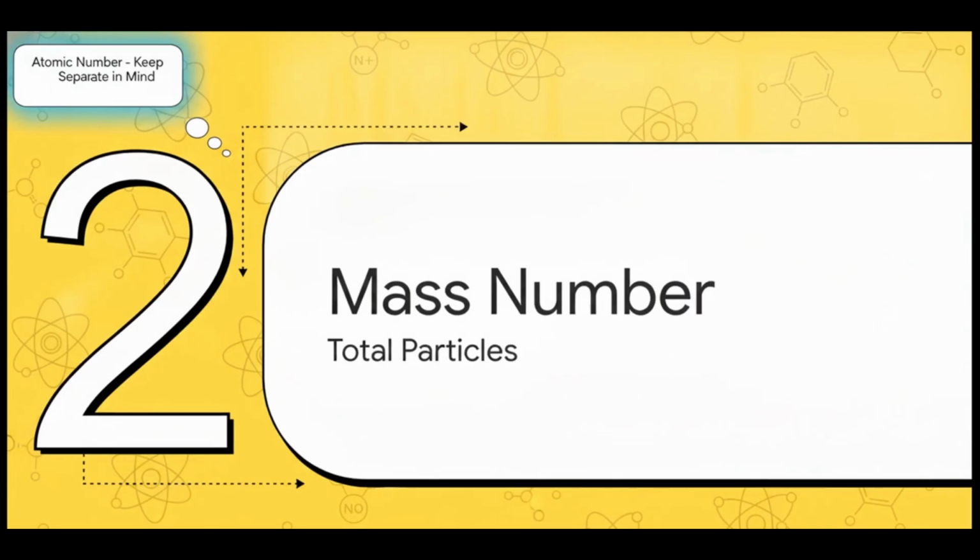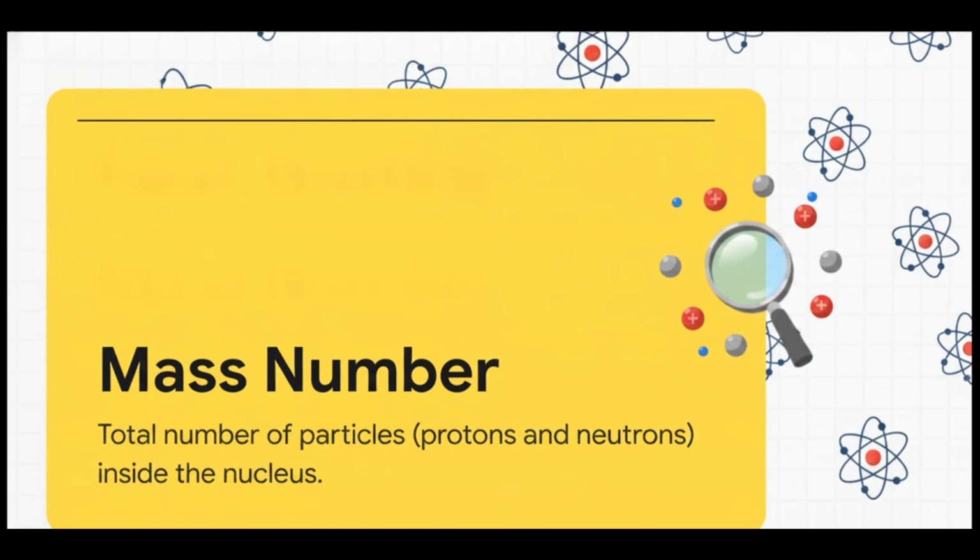Moving right along to part 2, the mass number. Okay, so you've mastered the first number. Now let's introduce the second one. Actually, just for a second, put the atomic number in a totally separate box in your mind. We really want to keep these concepts distinct to prevent any cognitive overload. So here's our second definition. The mass number tells us the total number of particles inside the nucleus.